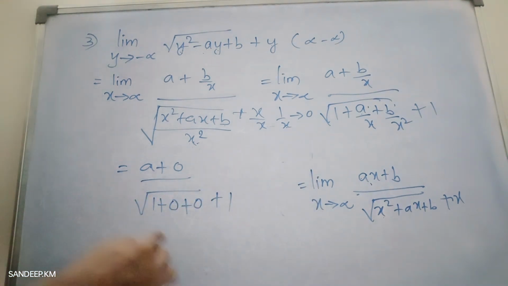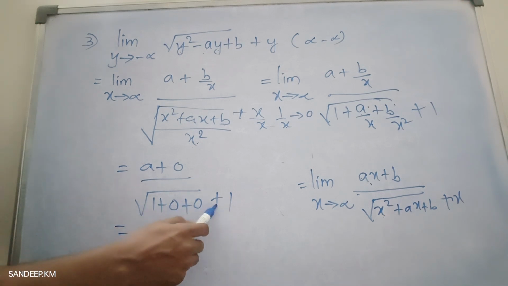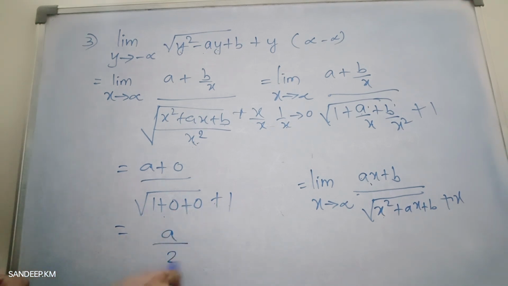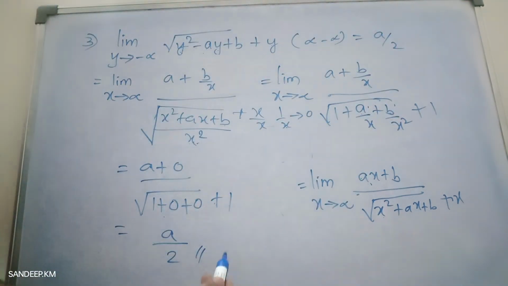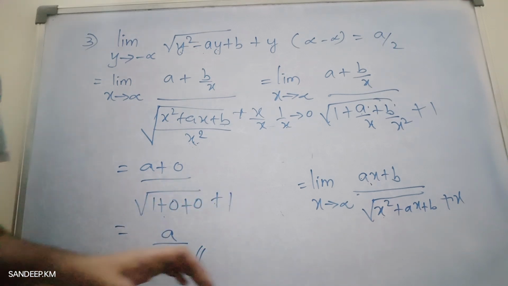So what is the answer, dear students? The numerator is a, root 1 is 1 plus 1, 1 plus 1 is 2. The answer is a by 2. So the answer for this question is a by 2. So I hope you understood this. Okay, we'll go with next question.